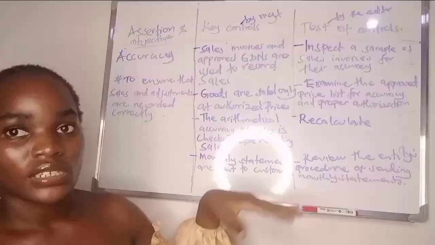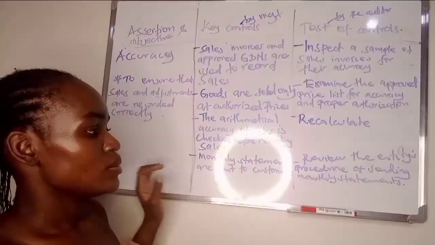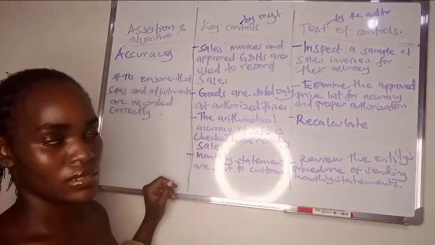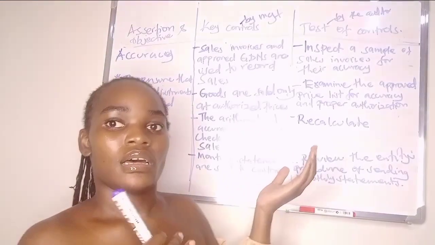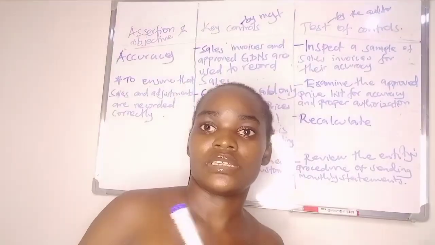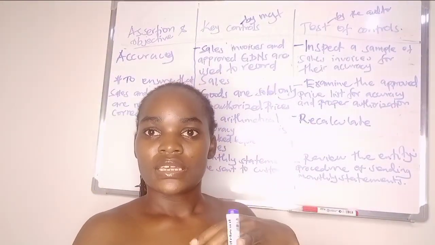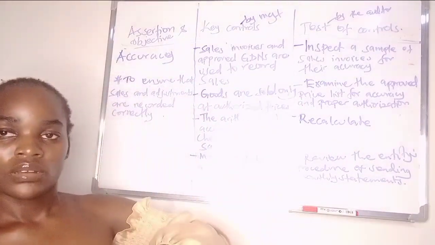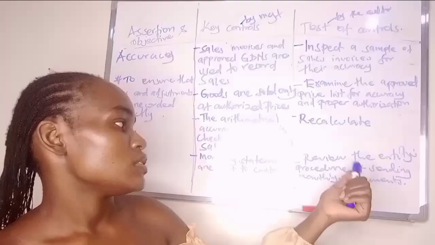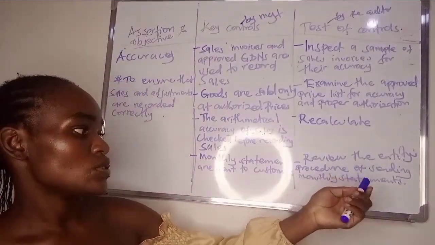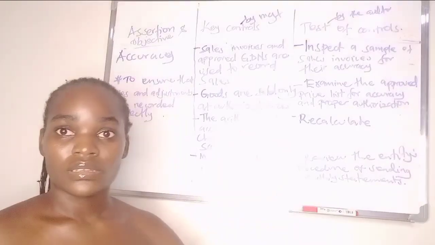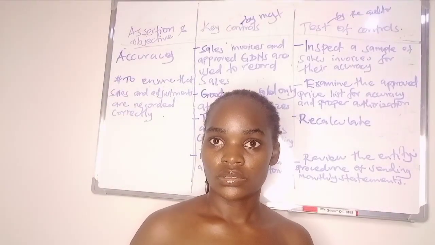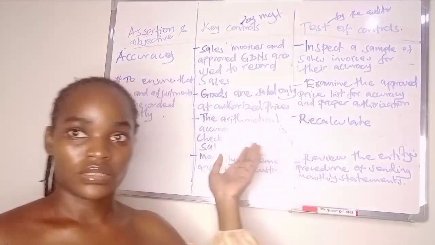Then how can the auditor test this kind of control? The auditor is just supposed to review the entity's procedures of sending monthly statements. Like how does the entity send the monthly statements? Through email, SMS, or they deliver a document to them. So the auditor is just supposed to review the entity's procedure of sending monthly statements to see if it's appropriate or not. So that is accuracy.